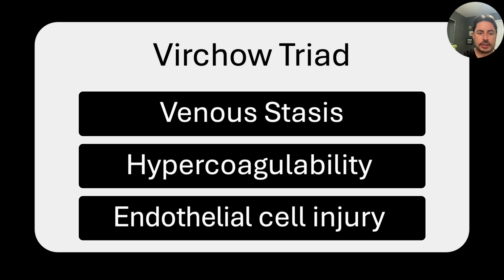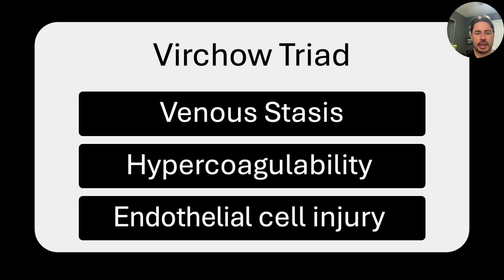So when we look at these 3 things, when we talk about venous stasis, this is the slowing or the stagnation of blood flow through the veins. And this happens because there's a very low pressure system on the venous side. The arterial side is very highly pressurized. And so the result of that is the blood is not moving as quickly as it would on the arterial side. Hypercoagulability is an increased tendency of blood to form clots. It just means that it's got an increased ability to form clots.